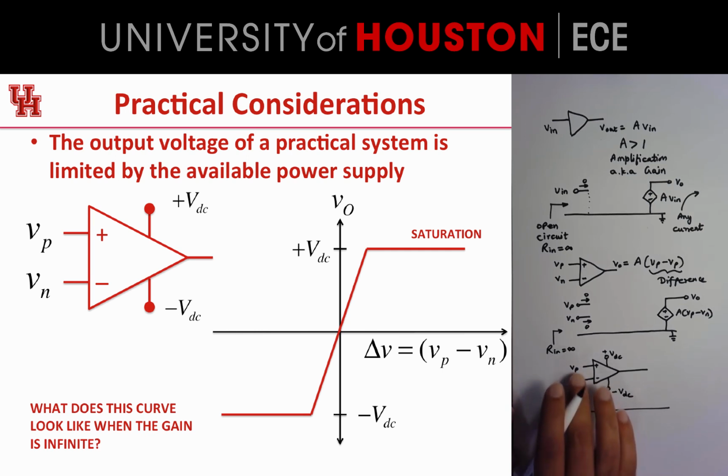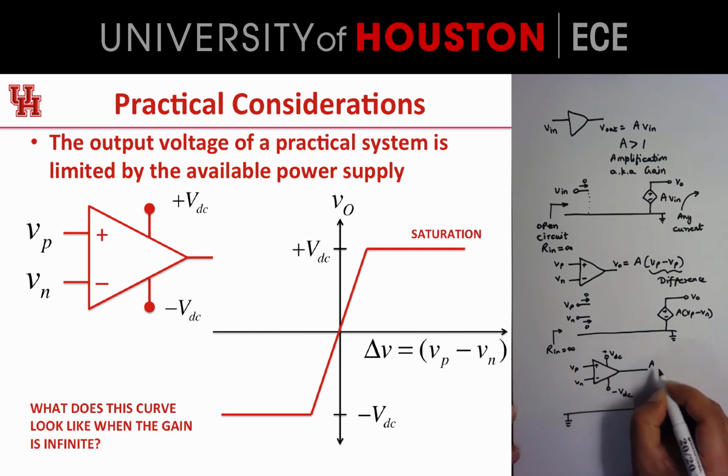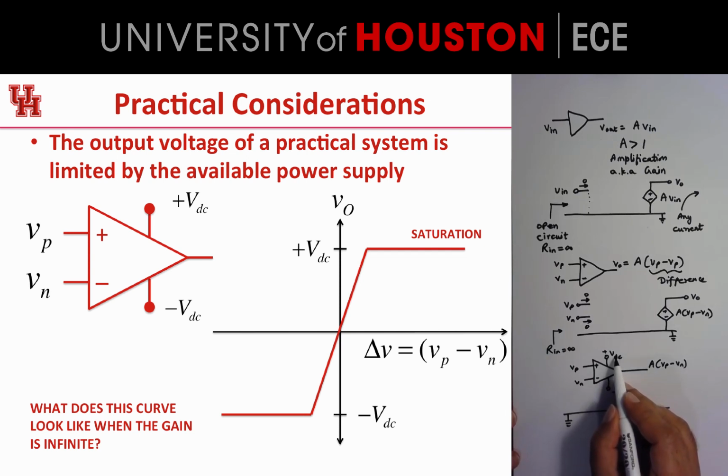So the input is a differential one, VP and VN, and the difference of these two voltages is amplified by some number A, so the output is VP minus VN times A. Now, one of the things that we're going to find is that the output voltage cannot exceed plus VDC and cannot go below minus VDC. So basically it's clipped off at these two ends, and we also say it's a case of saturation. That's another phrase that we use to describe this.